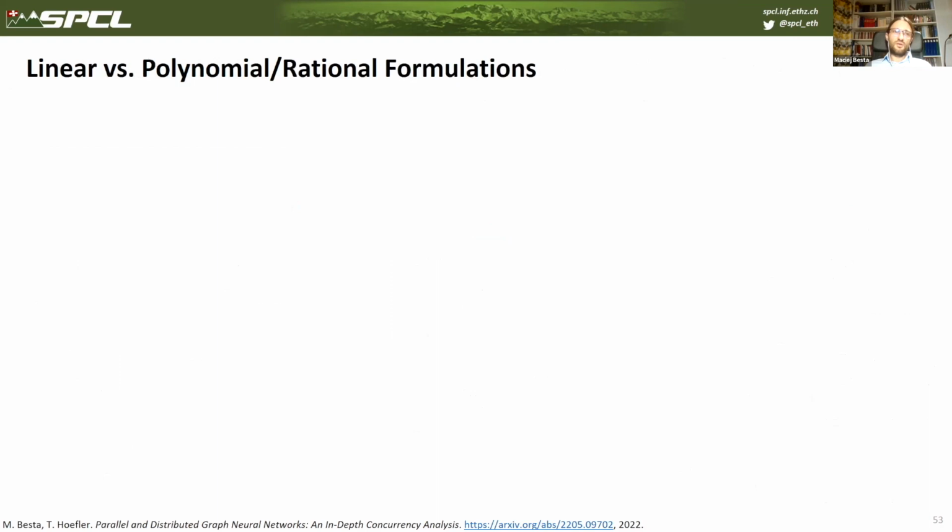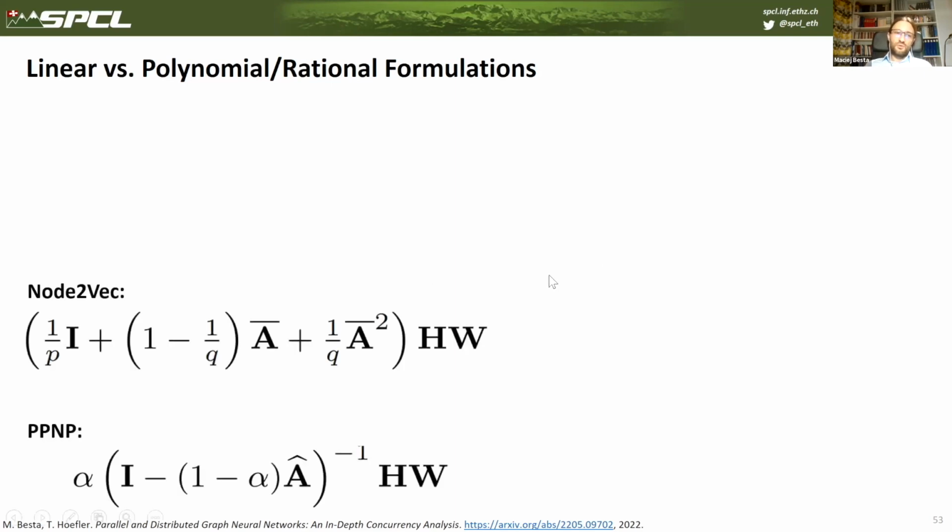Finally, let's also take a look at the difference between linear versus the polynomial or rational formulations, right? So this is fully within the scope of global formulations. As you remember, we have linear ones where there is the first power of the adjacency matrix being utilized, and then we have polynomial and rational ones where we may have more complex powers. For example, in node2vec, we have the second power of the normalized adjacency matrix. In the PPNP model, we have the -1 power of the adjacency matrix at some point.